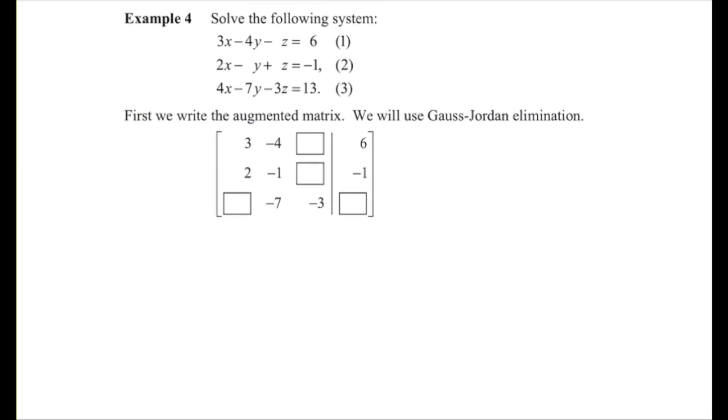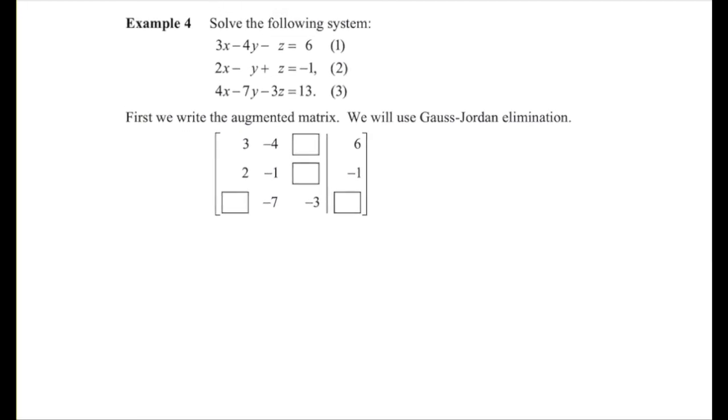Here we have the system of equations. We're first going to write the augmented matrix. We have 3, negative 4, negative 1, 6, 2, negative 1, 1, negative 1, and 4, negative 7, negative 3, 13. All right, my first goal is to get the zeros where they need to be. So I'm going to start with 2. That would be my first 0 that we need, working left to right, top to bottom.